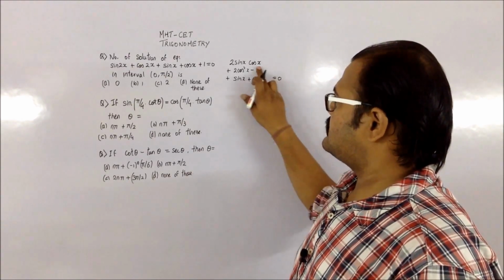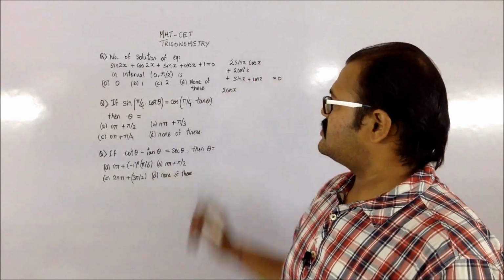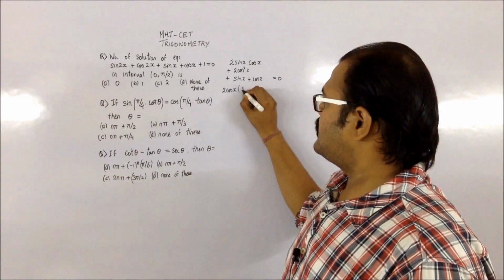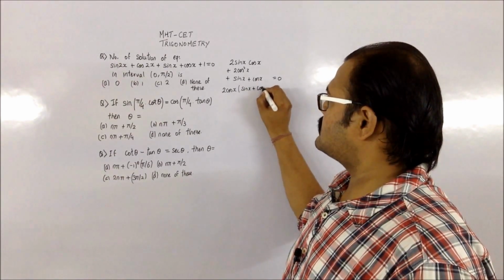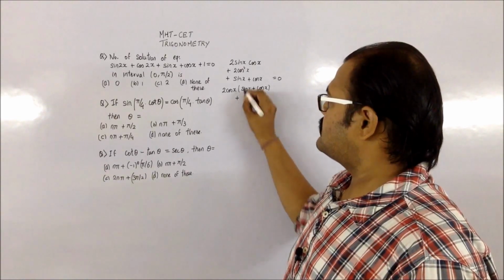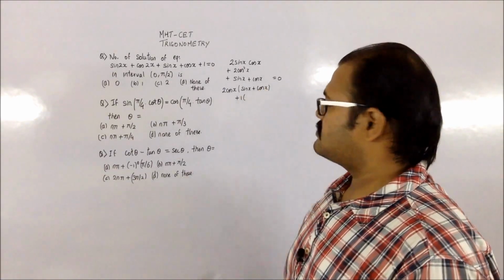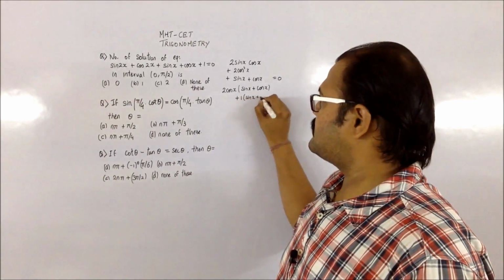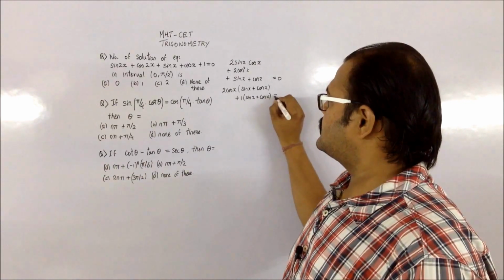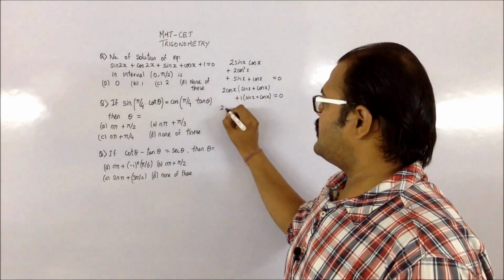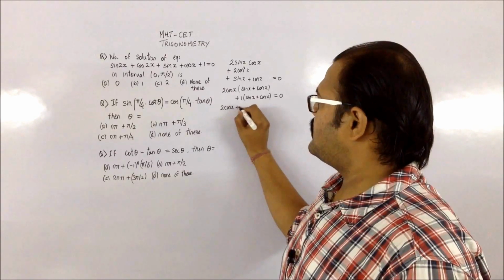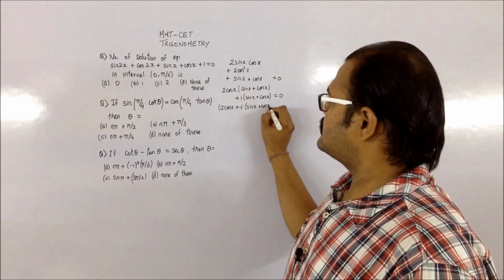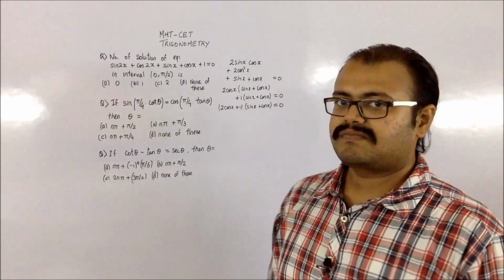So the 1 gets cancelled from here. From the first two terms you can take 2 sin x common, so inside the bracket you will have sin x plus cos x. From the second pair you can take 1 common, so you will have sin x plus cos x. This thing will be equal to 0. So you will have 2 cos x plus 1 into sin x plus cos x equals 0.